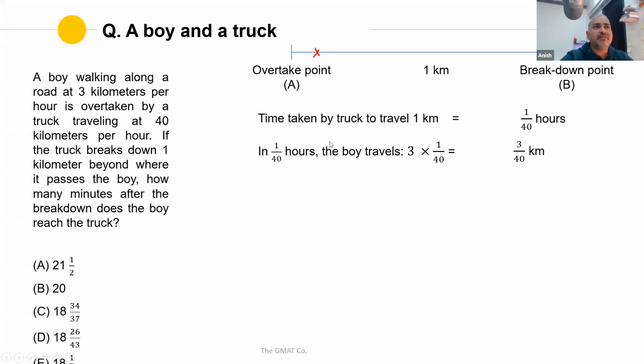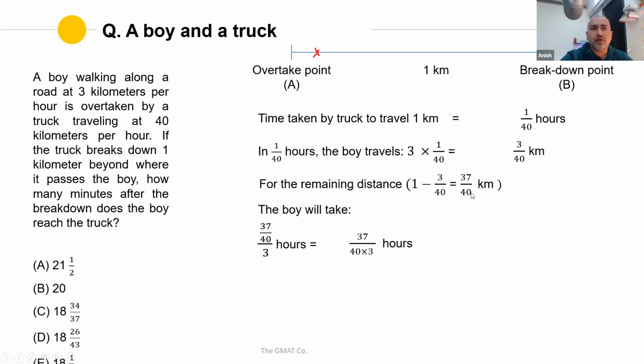Okay, so 3 by 40, then what? How much distance is left now? Well, the boy needs to travel a total of 1 kilometer. Of that 1 kilometer, he has already traveled 3 by 40. So what's left is 37 by 40. That much distance now the boy needs to travel. We know his speed, 3 kilometers per hour. That will help us figure out how long he'll take, right? So distance upon speed, 37 upon 40 upon 3 gives me the time. 37 upon 40 times 3, hours. This is in hours. The question is how many minutes after the breakdown, right? So I convert the hours into minutes and I get 37 by 2, which is nothing but 18 and a half.